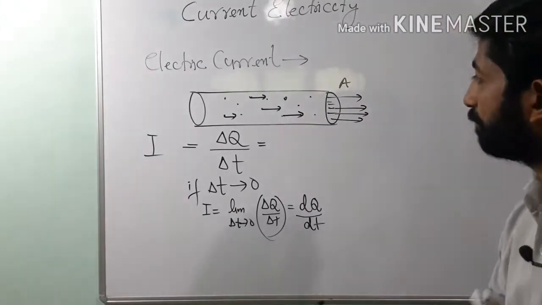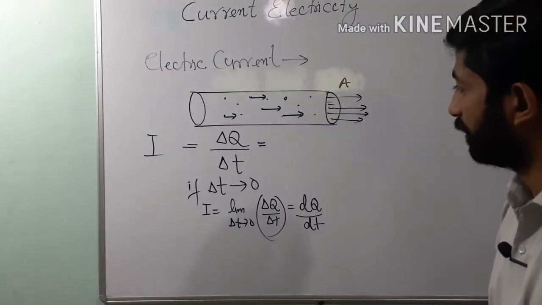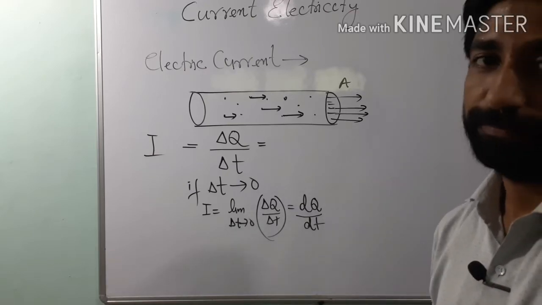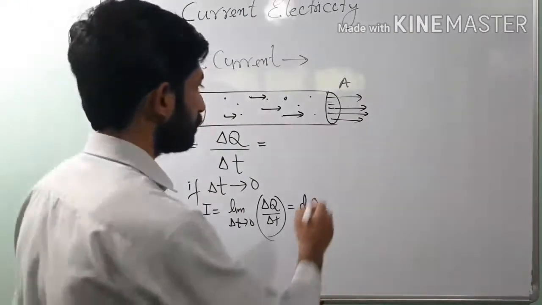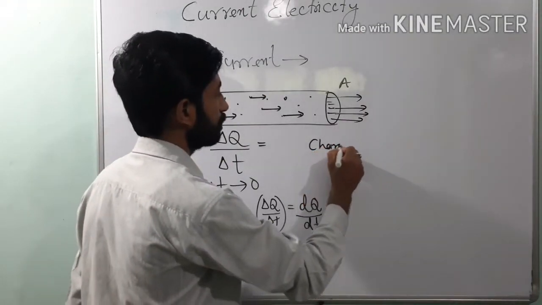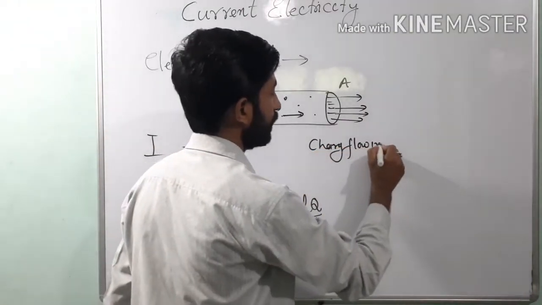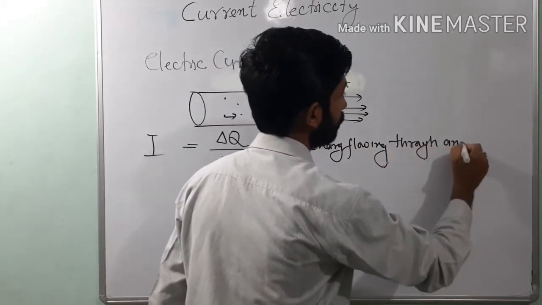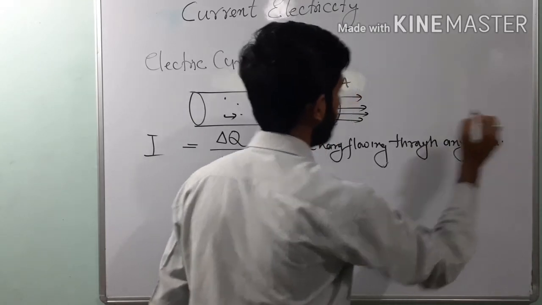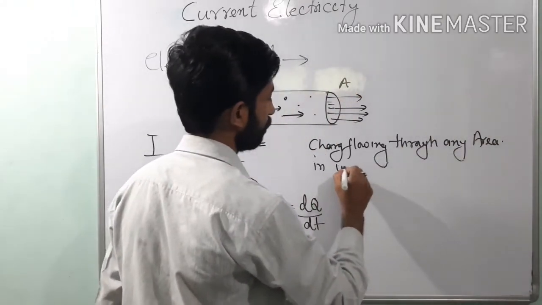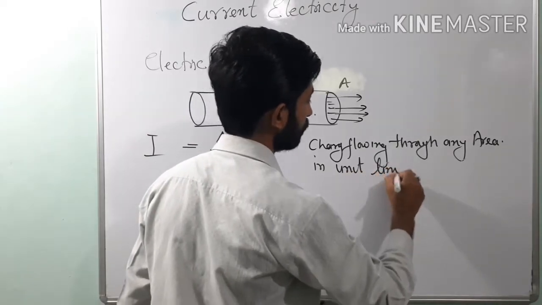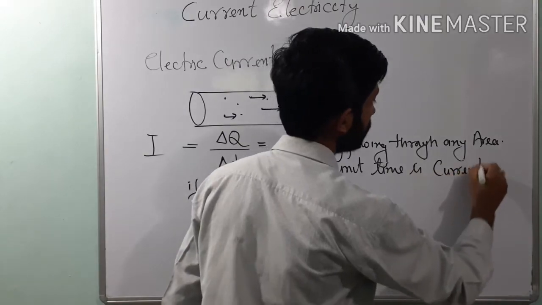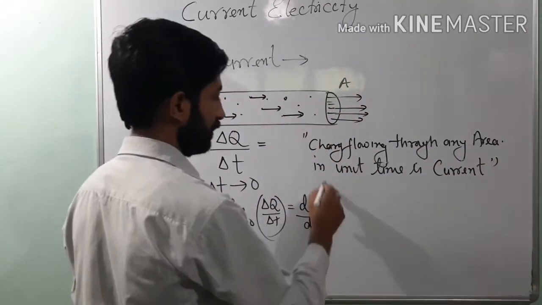So this is the definition of electric current, that is, charge flowing through any particular area. Mind it, charge flowing through any area in unit time is known as electric current.